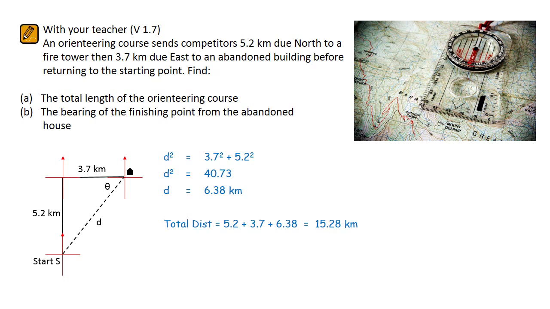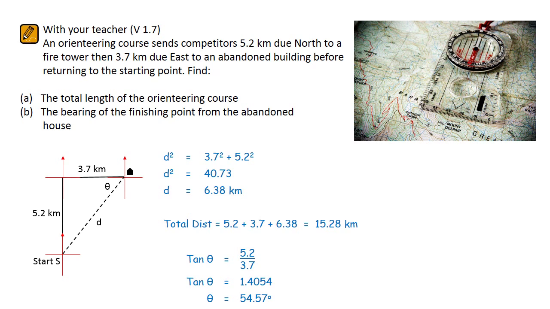We ask ourselves which sides are involved. On my diagram there we can use the opposite and the adjacent side. We can make a tan equation of it, and using our calculators we can find out that the angle there, theta, is 54.57 degrees. That's not exactly the bearing.